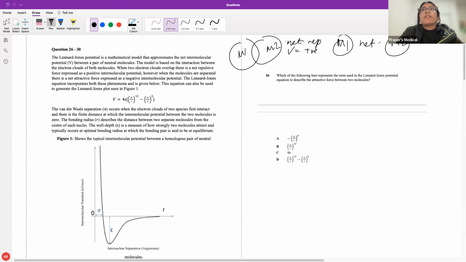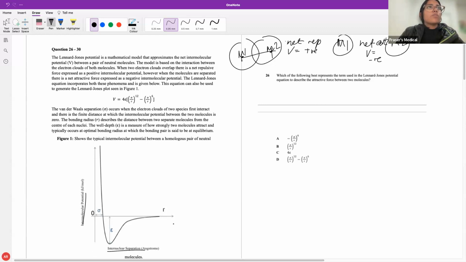Then this is net attractive, and therefore my potential is now negative. Okay, the Lennard-Jones equation incorporates both these phenomena and is given below. The equation can also be used to generate the plot shown in figure 1. Whenever there's a reference, I have to look at the figure. So here's my potential, here's my separation, internuclear separation. Okay, so I'm assuming that's the separation distance between the two nuclei.